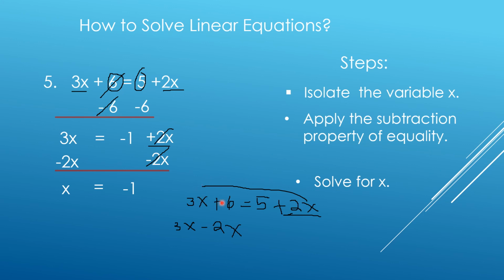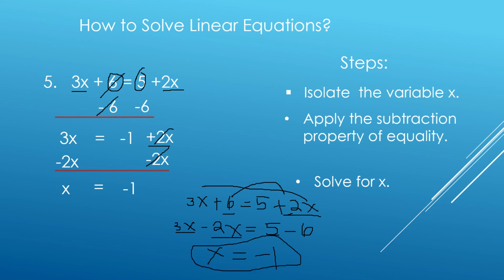Same thing. If there's a number here that you want to move, if this is plus and you want to move it to the other side, it becomes negative. Okay? Now, is equal to 5, just copy 5. And we need to move this to the other side. So that is negative 6, because this is plus here. So 3x minus 2x, that is simply x. And this is equal to 5 minus 6, that is negative 1.